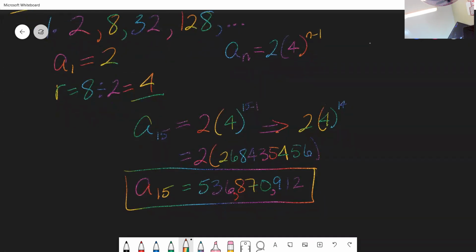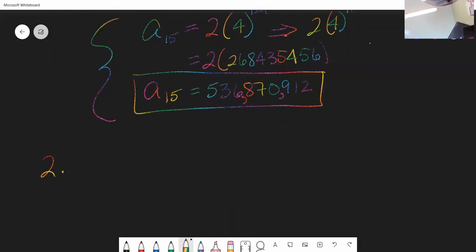All right, I just threw that in so you guys can see what this looks like actually plugged in for a specific position. All right, so let's move on to number 2 because we're gonna run out of time if I keep playing. So number 2, we have negative 250. And then we go down to 50. And then negative 10.